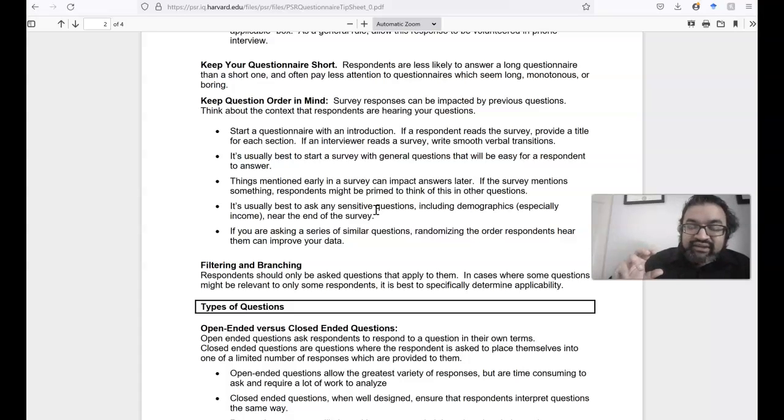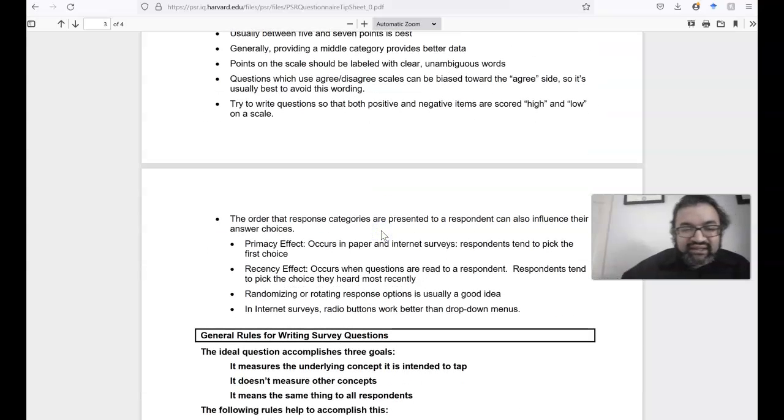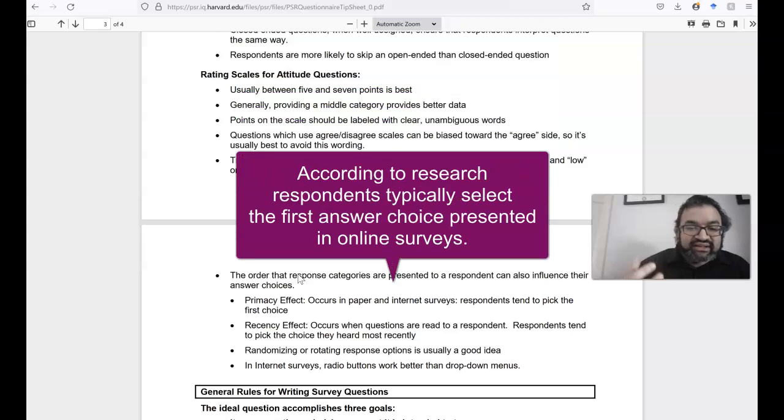In the Grand Design study that I recently completed, there were both open-ended and closed-ended questions. So just be thinking about this. And then finally, you want to be thinking about rating scales for attitude questions. So sometimes agree, disagree. There's a continuum. Higher scores positive, lower scores negative. And then there's different types of effects that you can be thinking about.